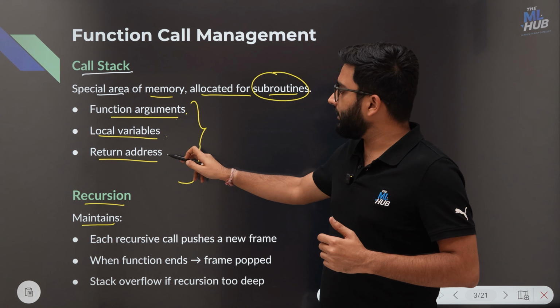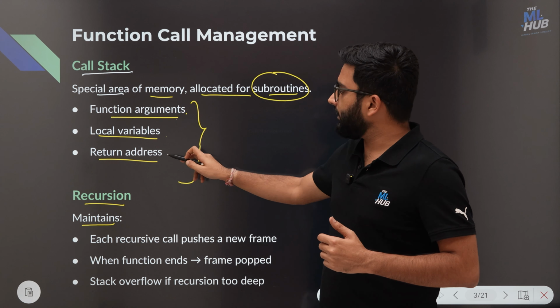Okay, so these are the main things that usually get stored in these call stacks. Here, initially sub1 will be called at line number 9. Let's have 3 partitions: one for arguments, second for the local variables, and third for the return address. The first one is the argument, so the value of a will be 4.